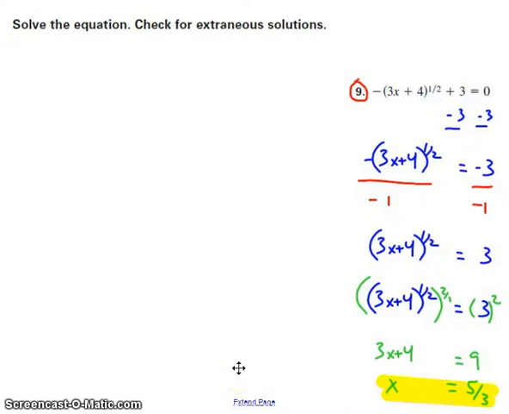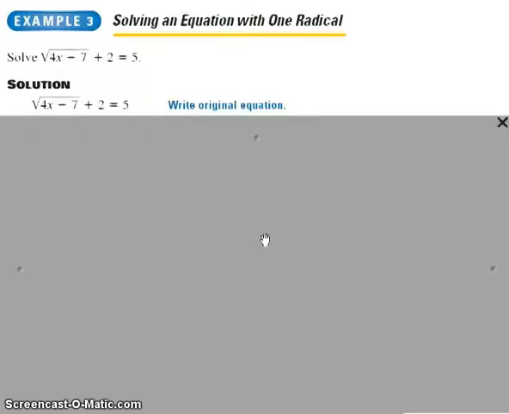If you didn't get 5 over 3 or you have any questions about it, hit the pause button and look through the steps that I've taken here. Come into class with those questions. I'll be happy to go over those with you. Okay, I'm going to move on here. I'm going to assume that you did pause if you needed to.